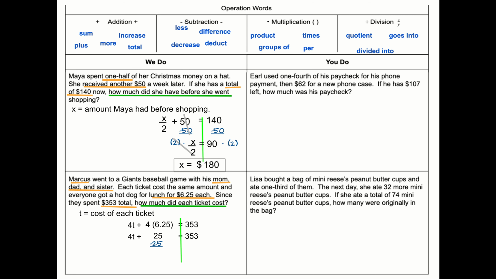Now we can start solving our equation. We're going to subtract 25 from both sides. That leaves us with 328 on the right and 4t on the left. Last step, we're going to divide both sides by 4. And I'm going to skip straight to my beautifully boxed answer this time with my dollar sign included. T equals $82.